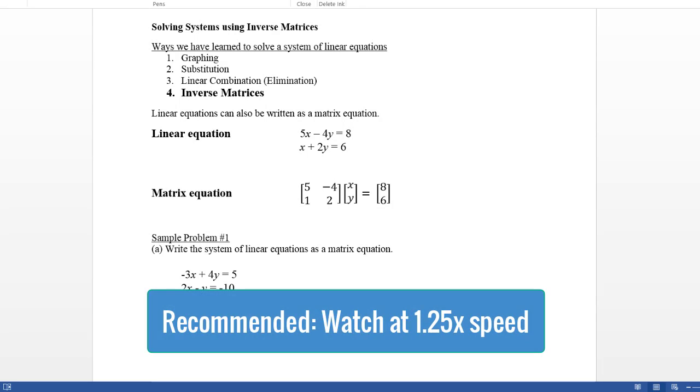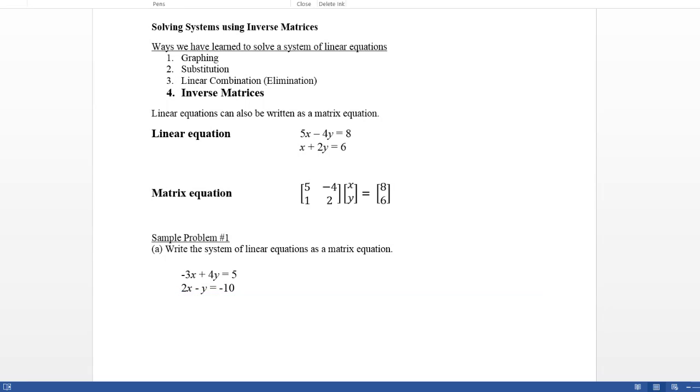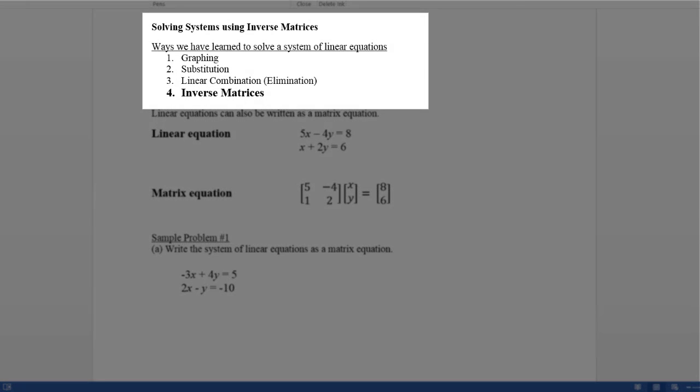Now that we've learned about matrix equations, we can use this concept to help us solve other types of equations that may be a little bit more time consuming through algebraic methods. So you can see here that we've learned three methods of solving a system of equations. First, we can graph and visually get the solution, which is most of the time a point of intersection. We can also use the substitution process and the linear combination process, sometimes known as elimination or the addition method.